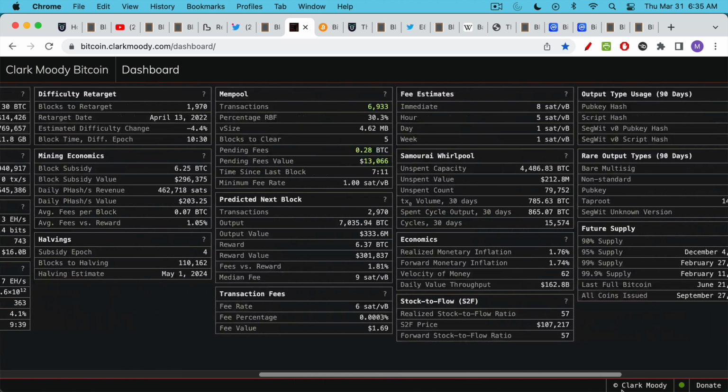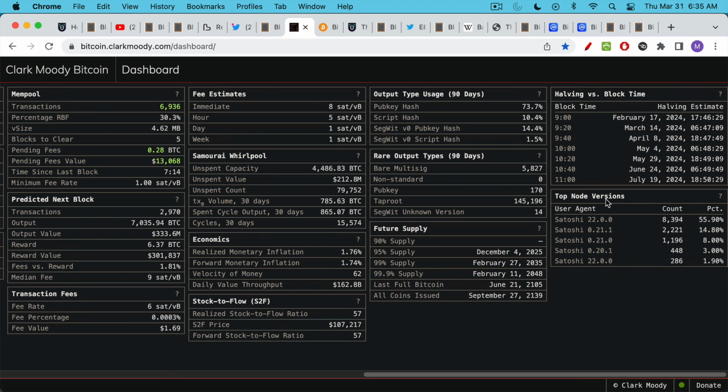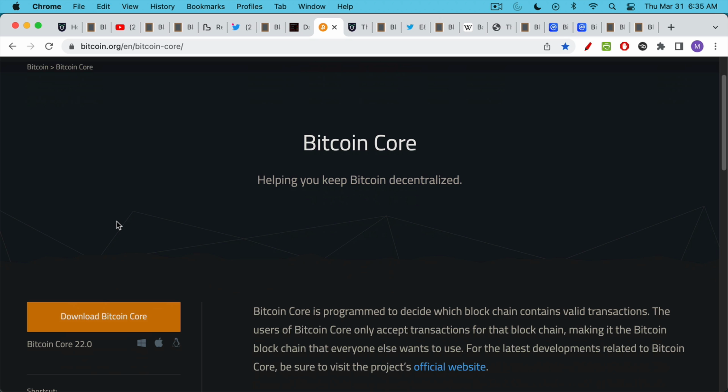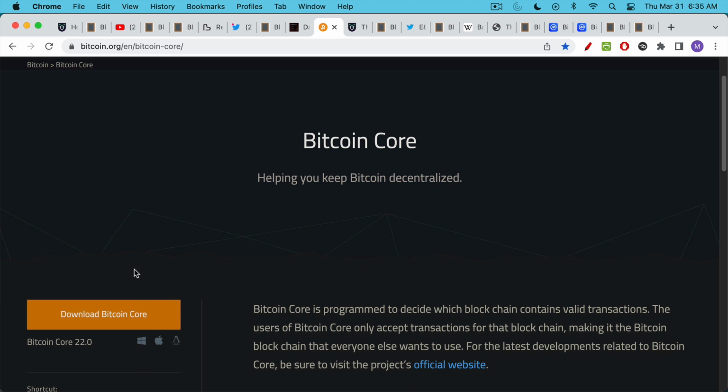You can also scroll over here and you can see the different versions of the Bitcoin Core software that are being run by the full nodes. There's Satoshi 22.0.0 that 55.9% are running. And then you have all the older versions of Bitcoin Core software. If you want the latest version of Bitcoin Core software, you can go to this website. It's bitcoin.org, and I will link to it in the description notes below. You just click download Bitcoin Core, and it will automatically walk you through how to set it up on your computer.